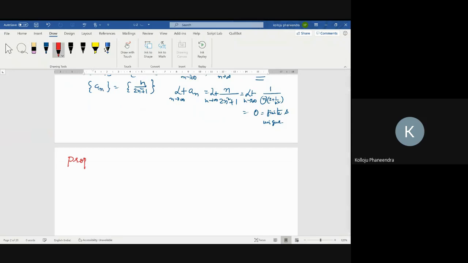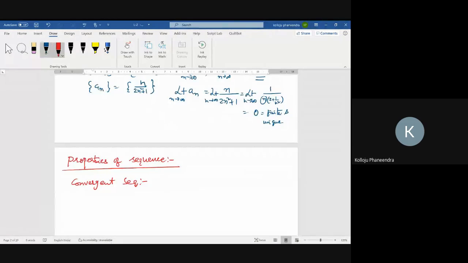Properties of sequence. The first property is convergent sequence. First property is convergent sequence.